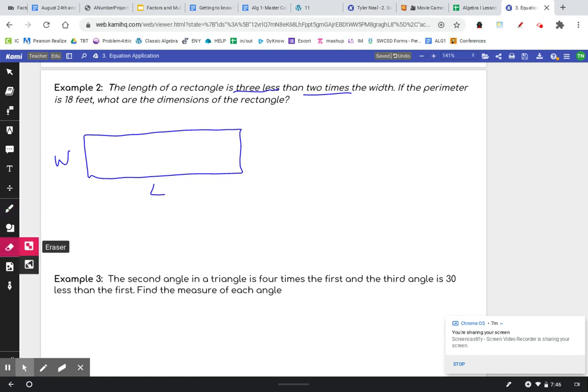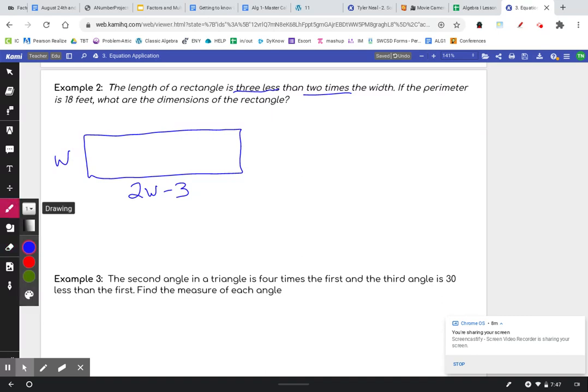It's giving us some information about the length. So I'm going to switch this from length. We know that it is 3 less than 2 times the width. So we know that it is 2 times the width, but it's 3 less than that. And less than is subtraction, right? It is 3 less than 2 times the width. So 2 times the width minus 3 is what we're given right there. And I'm going to get rid of these so it's a little bit cleaner.